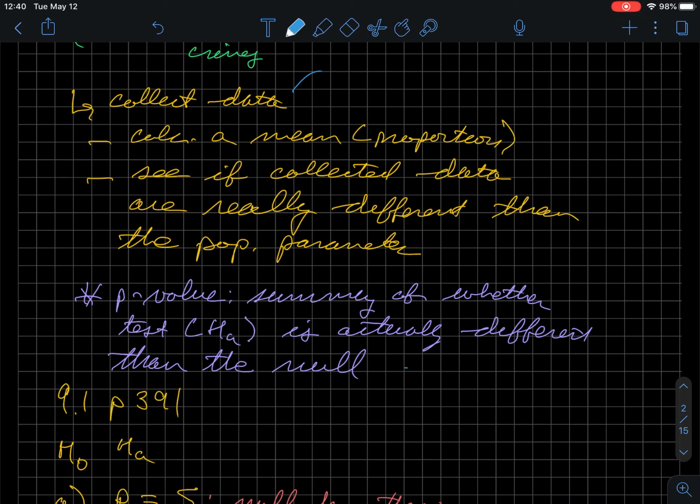More often than not, if we're looking for statistical significance, we want to look for p-values that are less than 0.05. So a 1 in 20 chance that this is not due to random chance alone, that we are observing a real effect.